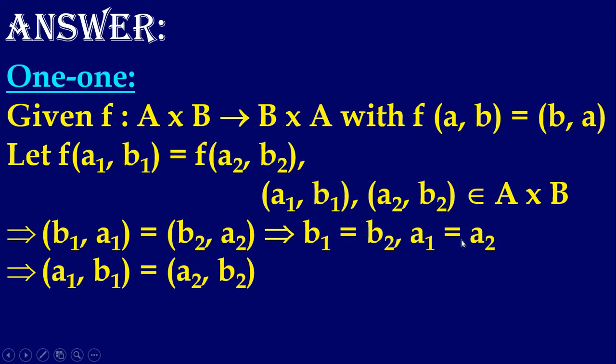Using this, since a1 equal to a2 and b1 equal to b2, we can write ordered pair (a1, b1) equal to ordered pair (a2, b2). And here if f of (a1, b1) equal to f of (a2, b2), we get (a1, b1) equal to (a2, b2). Therefore this function is 1, 1 function.